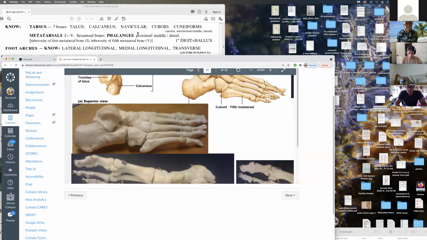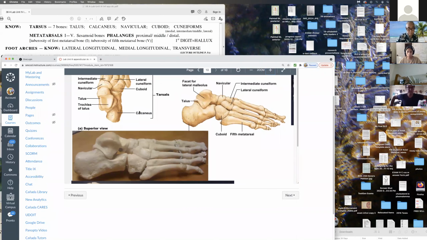Tarsus is ankle, and there would be 7 tarsal bones. And the best way to deal with where those tarsal bones are is to go back to those arches, okay, the foot arches. So these 3 images here.